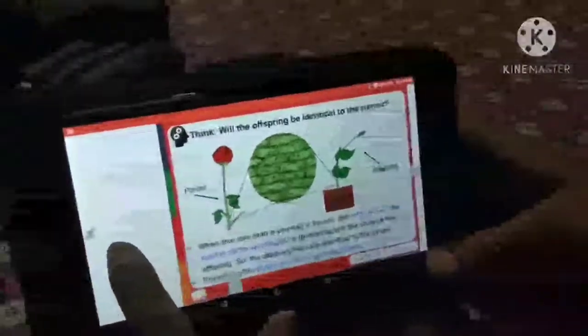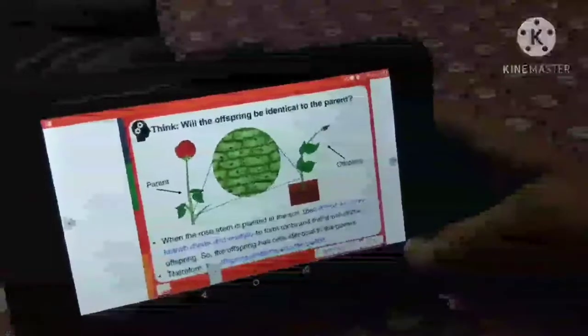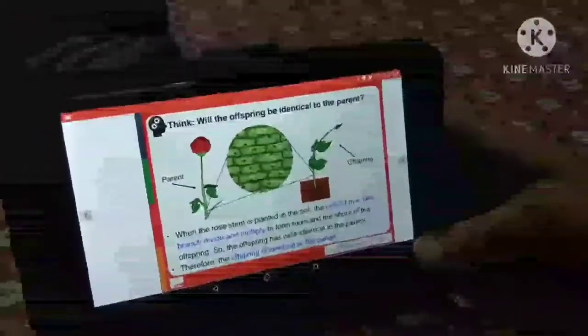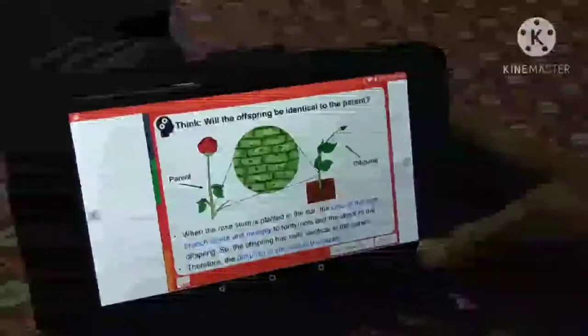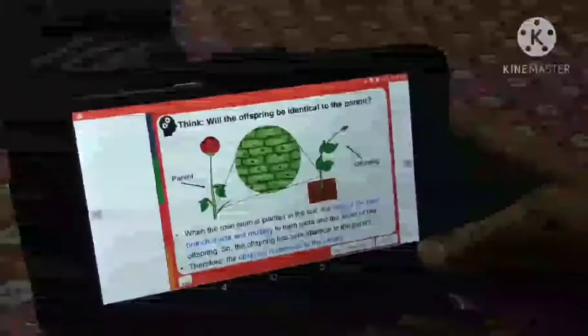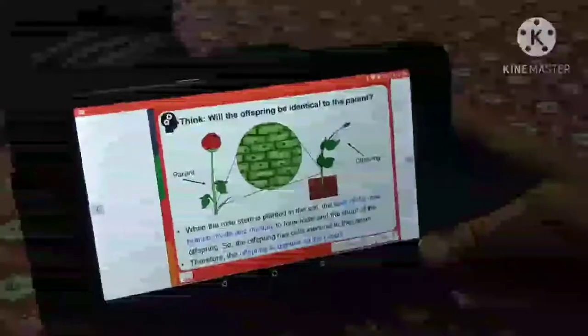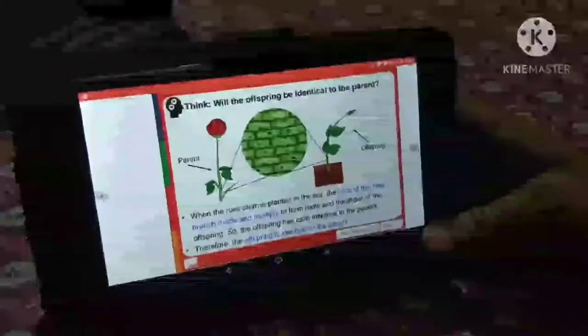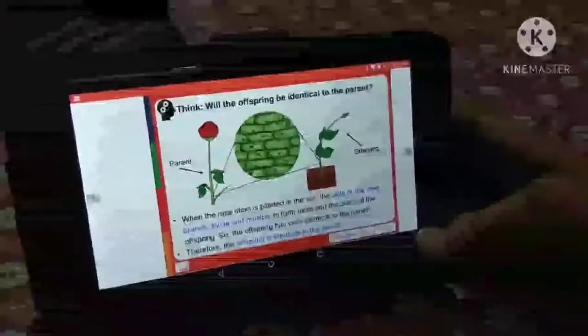When the rose stem is planted in the soil, the cells of the rose branch divide and multiply to form roots and the shoot of the offspring. So the offspring has cells identical to the parent. Therefore, the offspring is identical to the parent.